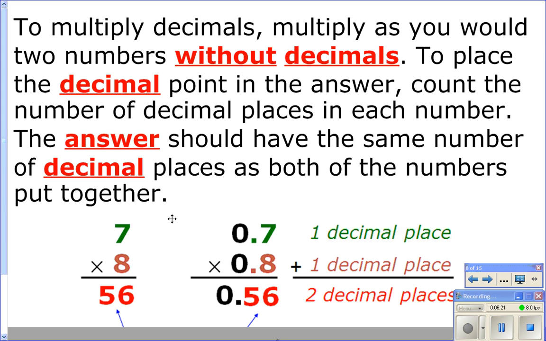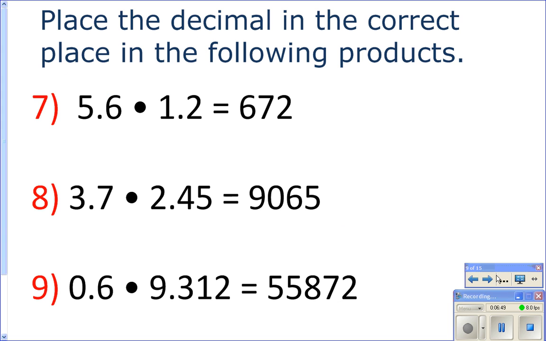And here's an example. The first one was 7/10 times 8/10. 7 times 8 is 56, and there are 1, 2 places in the problem, so you're going to count 1, 2 places to the left, and then place the decimal, so it is 0.56. We are going to do some examples together. It's on the back of your notes. I selected just a few of them. The numbers will match the numbers on your notes. Or here's 7, 8, and 9, sorry.